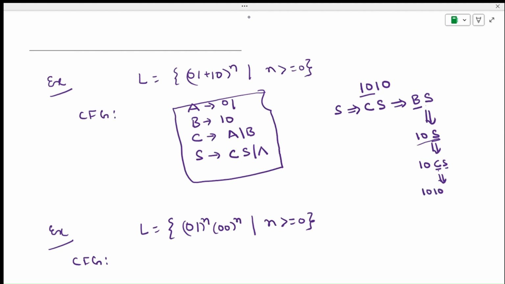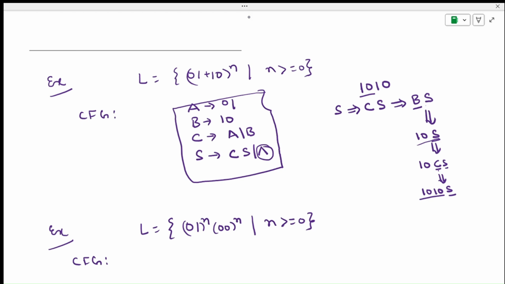And then followed by S. In the next step, because now we have already got that string 1010 in the derivation process, eventually this S will be replaced by null. So we have 1010. Now I hope this context-free grammar is clear to all of you.